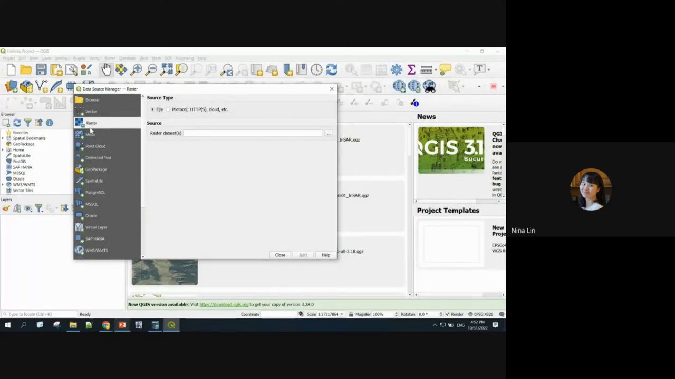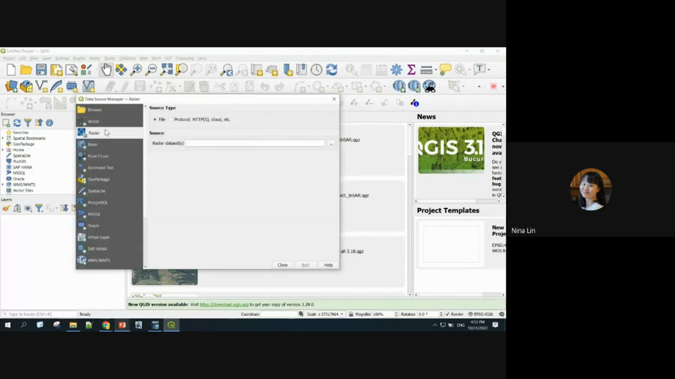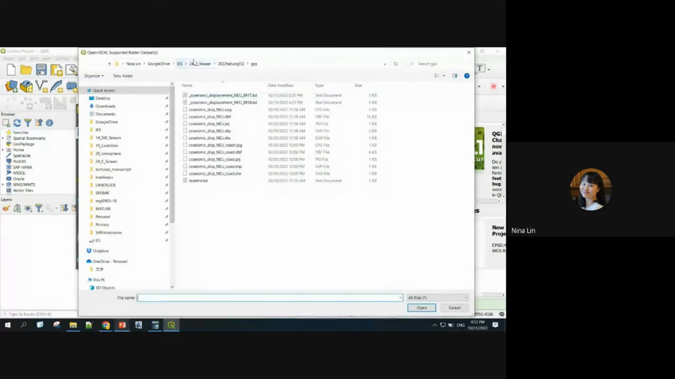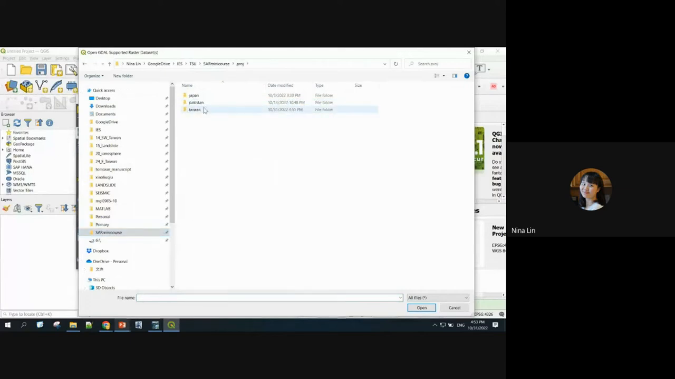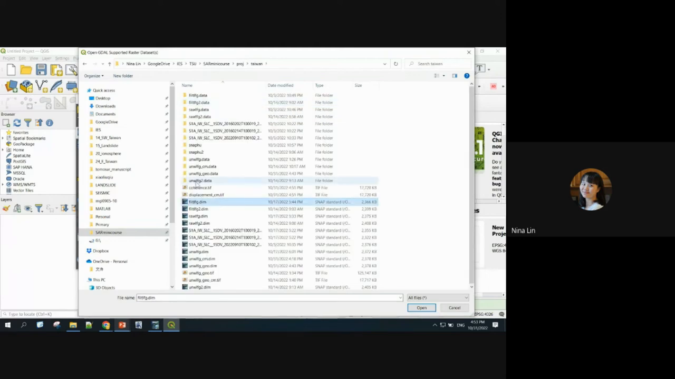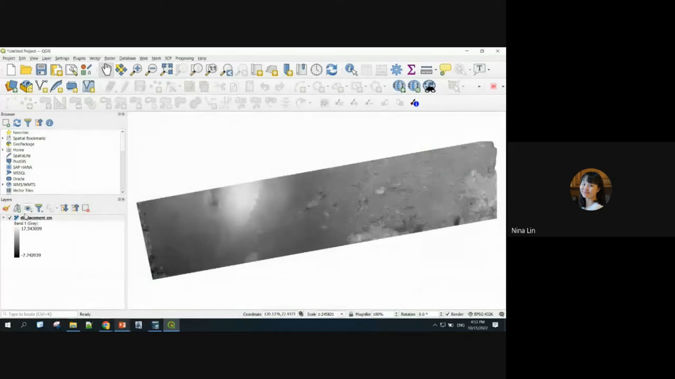So go to Raster, and just now I clicked this one, Add the layer, open the Data Source Manager. In the raster, I just choose the place where I store the data, the SAR course project, Taiwan. Now you see coherence and displacement in CM. So let me open the displacement in CM. All right, so here we have it.